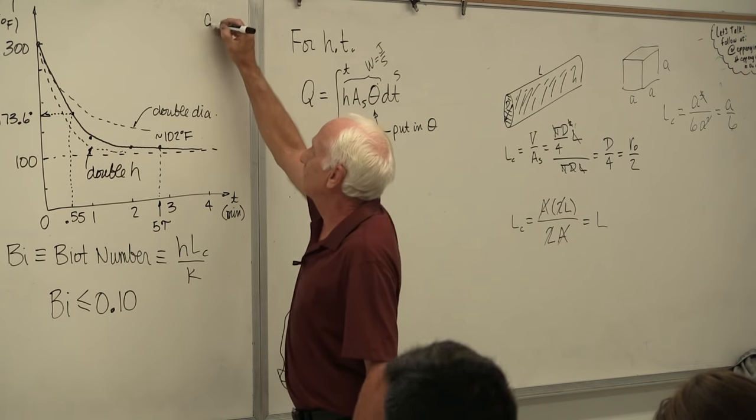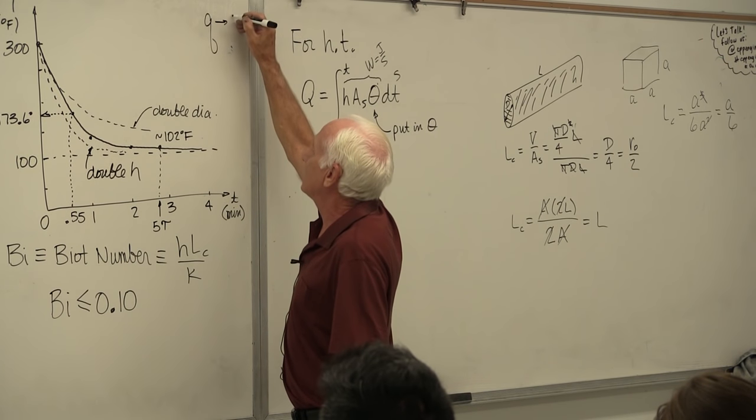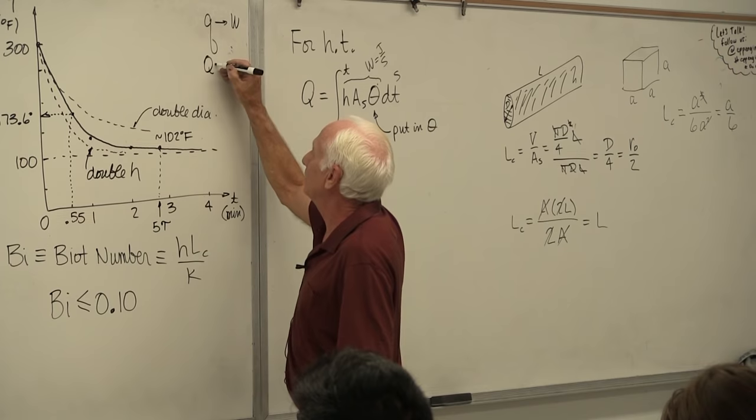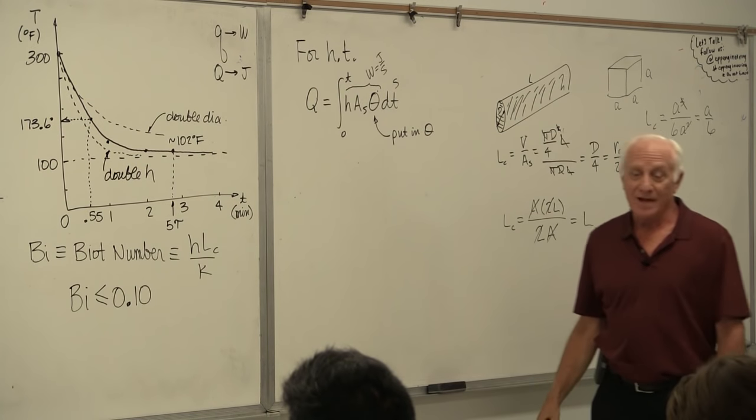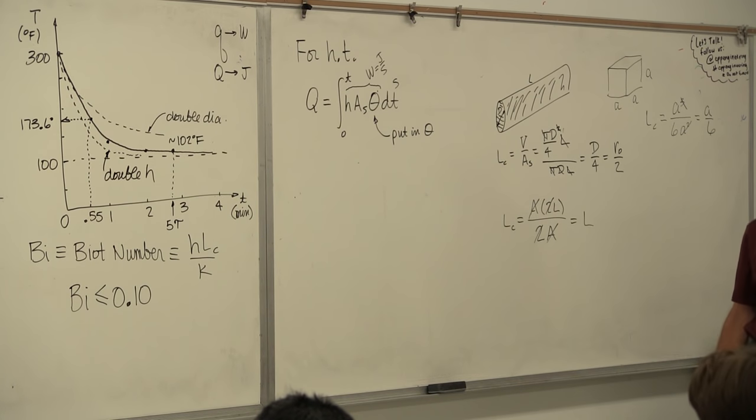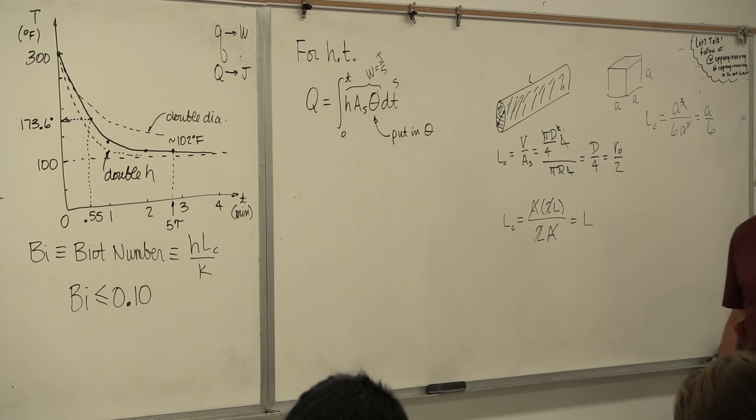This is a lowercase q. What's that in? That's in watts. This is a capital Q. What's that in? That's joules. Like thermo, capital Q is in the thermo text, and it's in BTU per hour or joules.